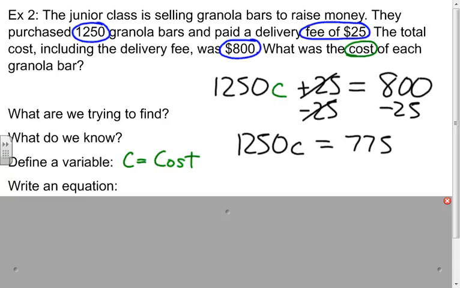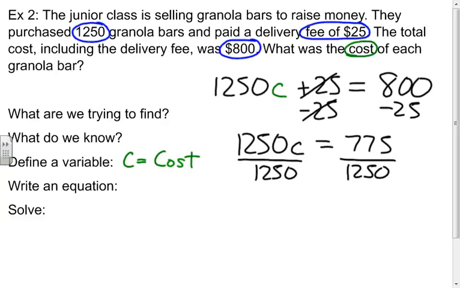C is not by itself. There's a 1250 next to it. The opposite of, or the inverse of multiplying by 1250 is dividing by 1250. Do the same thing to both sides. Multiplying by 1250 and dividing by 1250 are inverses, so they cancel. We have C on the left side. Grab my calculator, 775 divided by 1250 gives us 0.62.